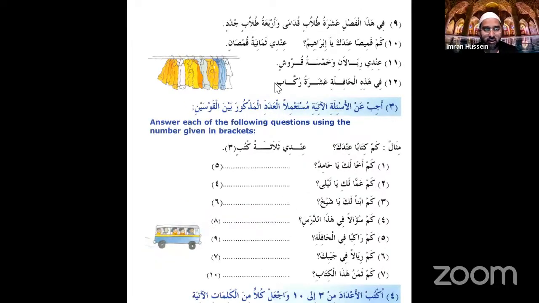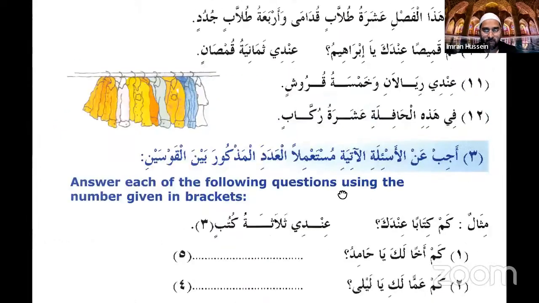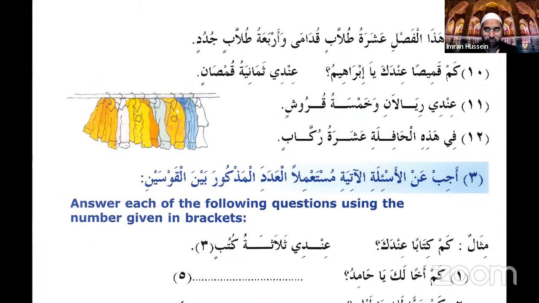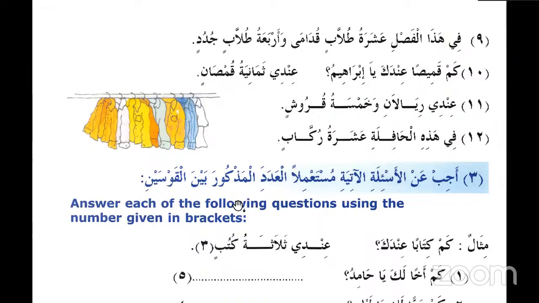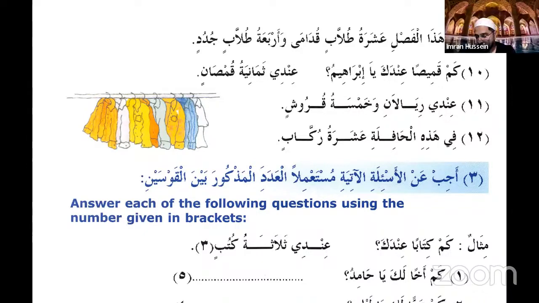Can I request next, Pervin? Razai, can you do the next exercise? 9, 10, 11, 12. في هذا الفصل 10 طلاب قدامي و4 طلاب جدد. In this class, 10 students are old and 4 students are new. Correct.